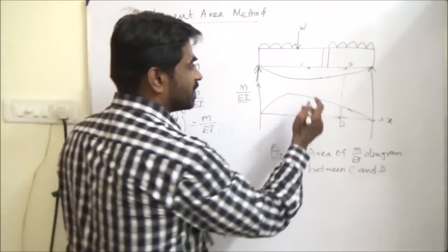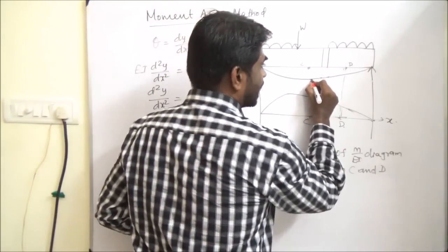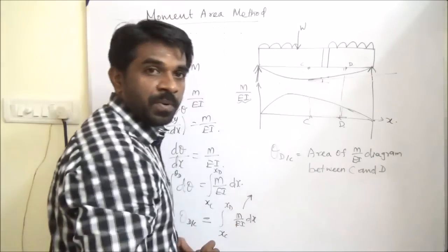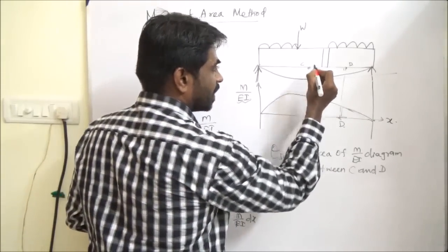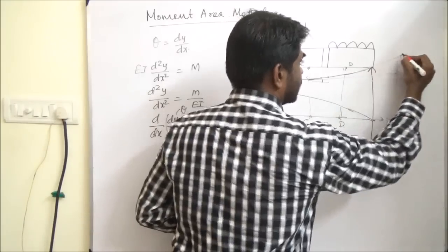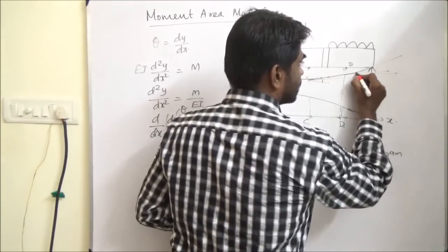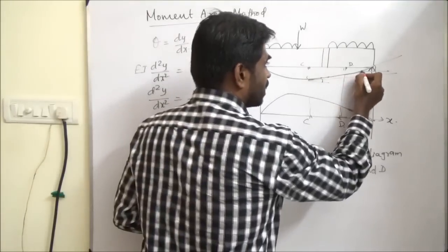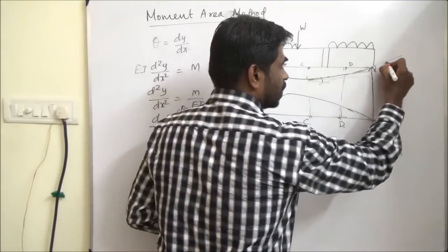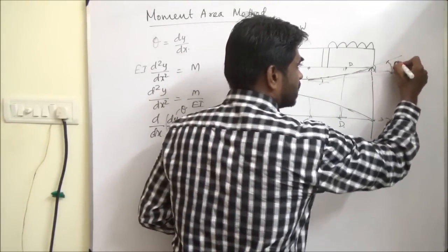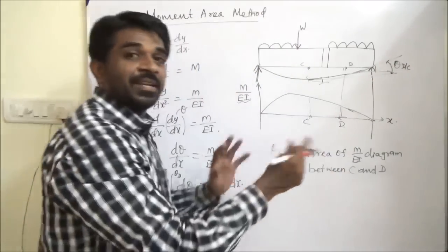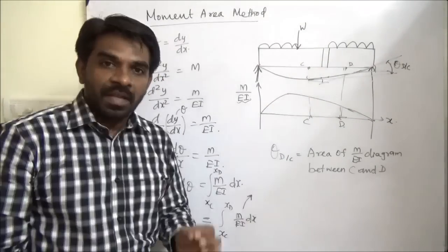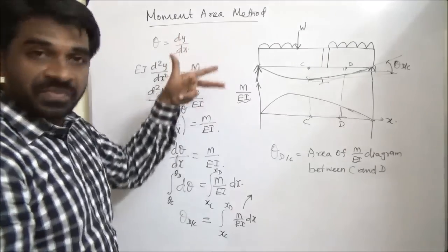Similarly, for any difference of slope we can obtain. So how is it difference in slope? If we draw a tangent, this will be the slope for C. If I draw another tangent to x-axis, this is theta D. If we find between these two, this is our theta D minus theta C, difference of theta. Okay, clear? Now let us discuss the second theorem.